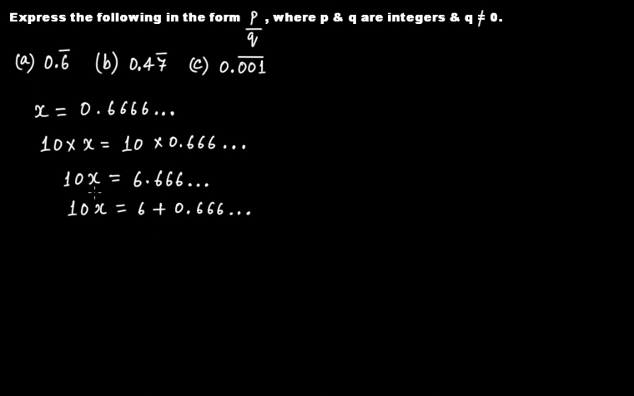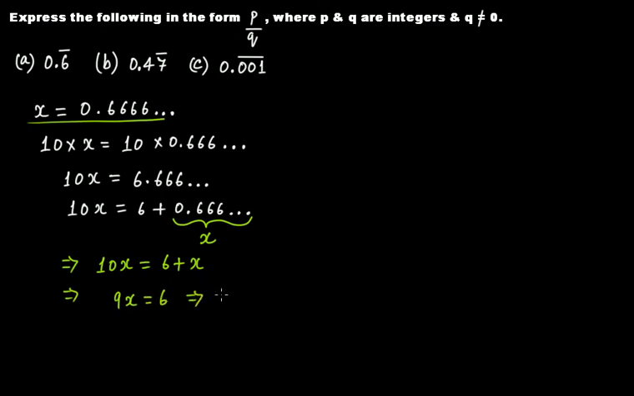Now this is actually what? This is x. Why? You can see here 0.666666 is actually x. So we have written this here. From here you get 10x is equal to 6 plus x. It means this gives you 9x is equal to 6. It means x is equal to 6 by 9. 3 is the highest common factor. So this becomes x is equal to 2 by 3.